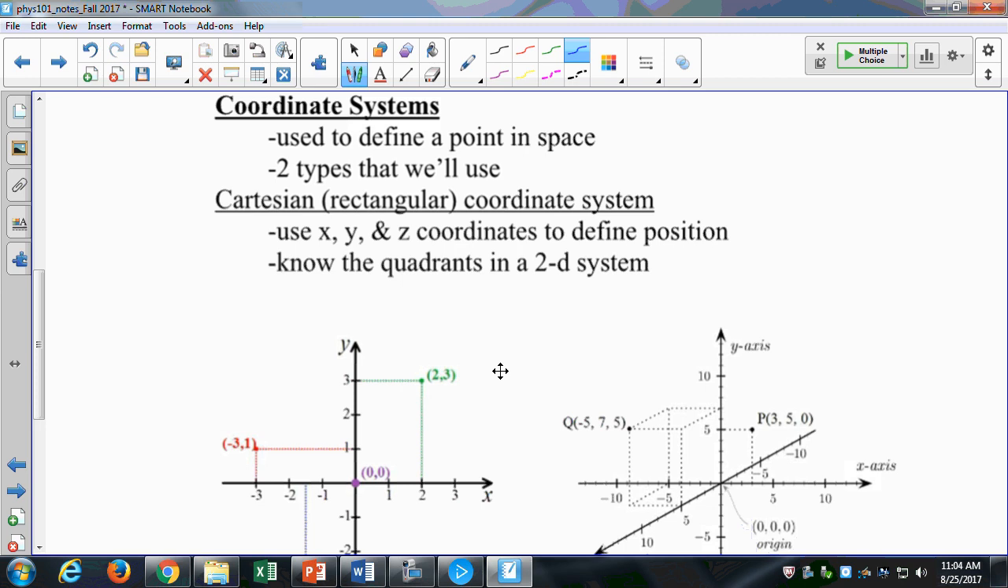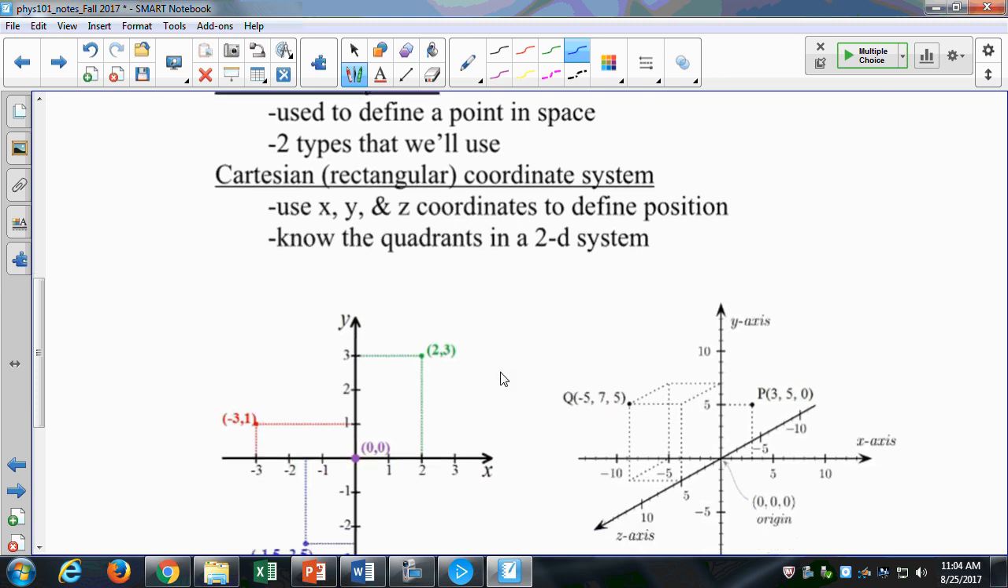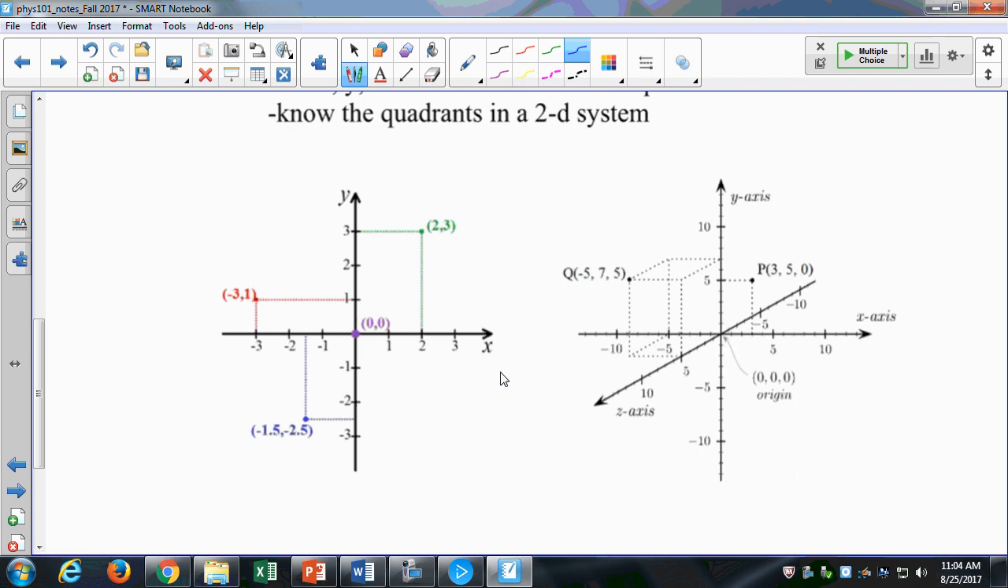We have x, y coordinate systems. And then there are 2 types that we'll use. The Cartesian coordinate system is one that we'll use mostly. That's where you have x and y. On the other hand, the polar coordinate system is one that we'll use a little bit later, and that's where we have r and theta. In a 2D system, you just have x and y. In a 3D system, which we're not really going to see at all, the 201 students see that, you have x, y, and z.